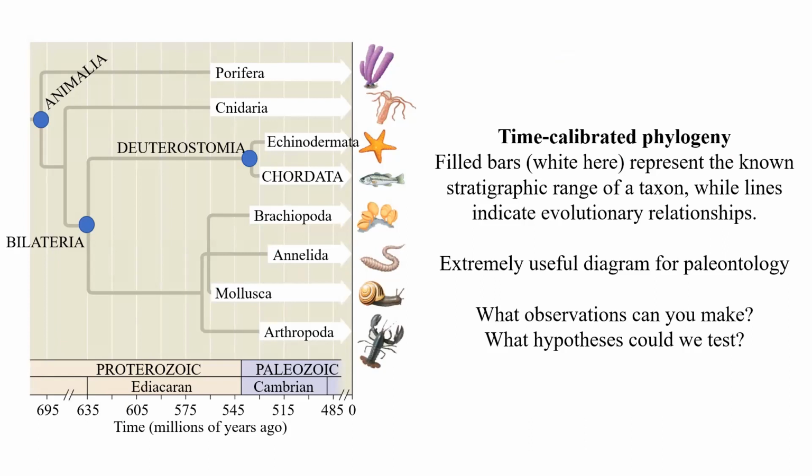So talk to your neighbors. We're going to spend a few minutes on this. Looking at this diagram of animal evolution, what observations can you make? What stands out to you? And what hypotheses are therefore testable given this kind of a diagram? All right, we're going to spend a few minutes on this, so talk to your neighbors about that.